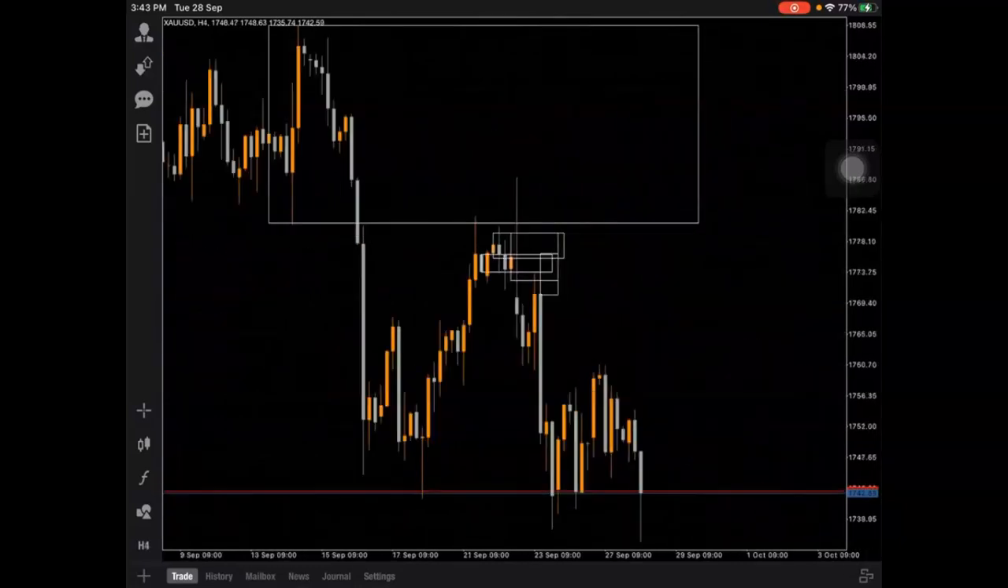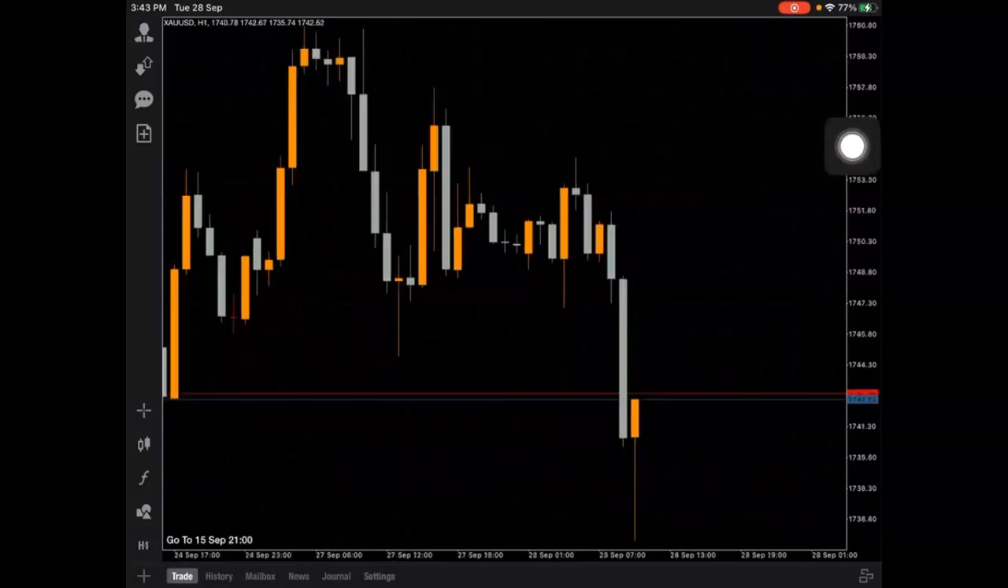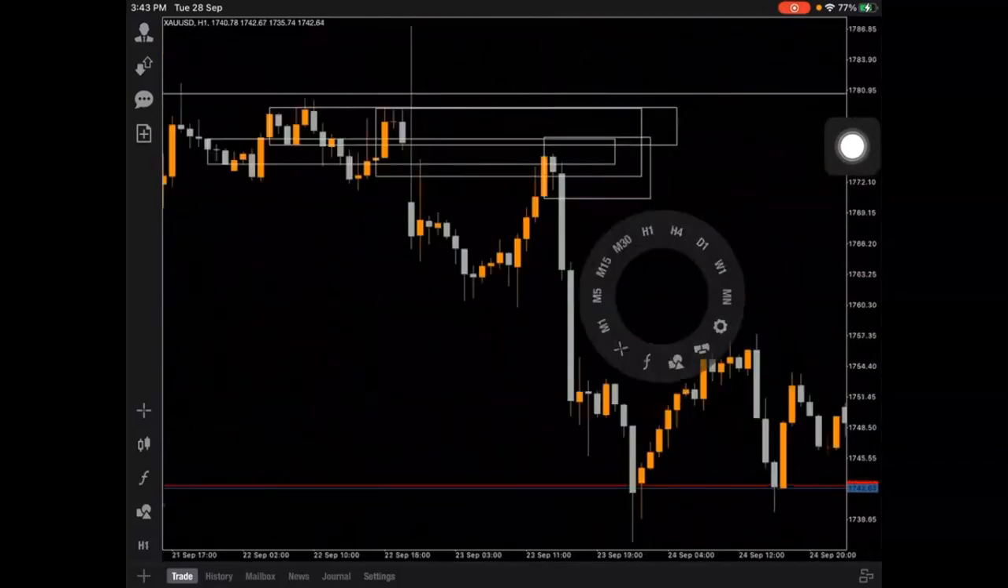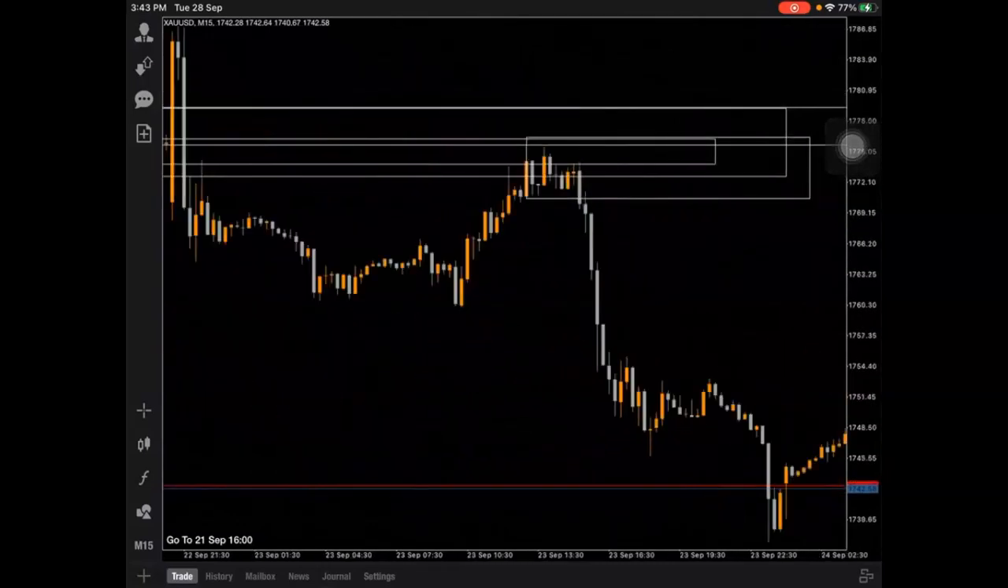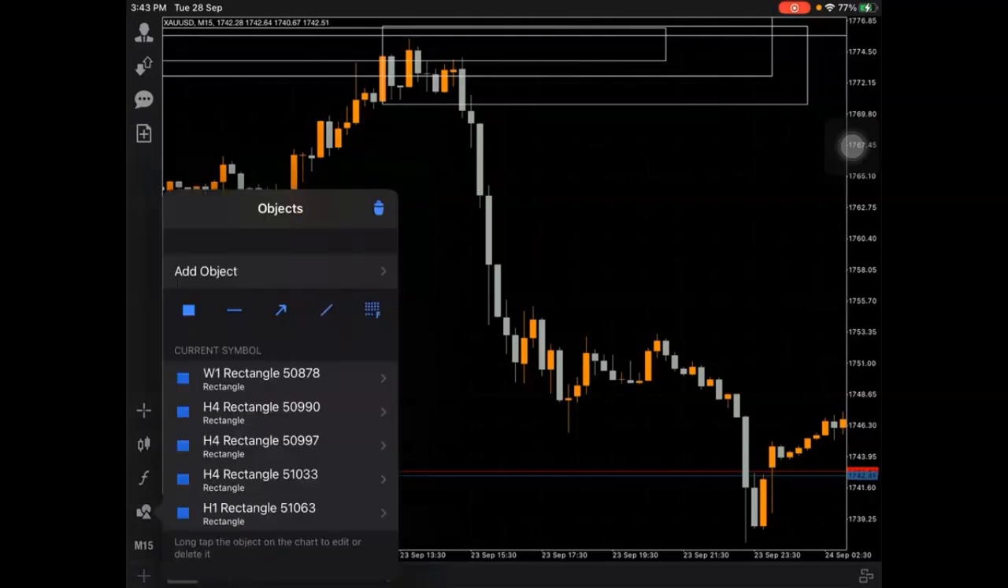H4 already gives you engulf to engulf. Then go to H1, I mean, go to M15, no problem. I will wait for a stronger confirmation. Wait, I just remove everything.